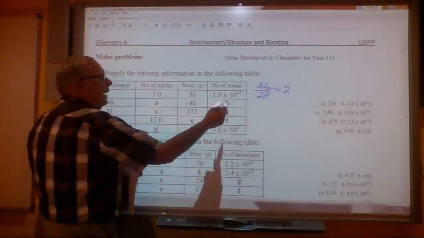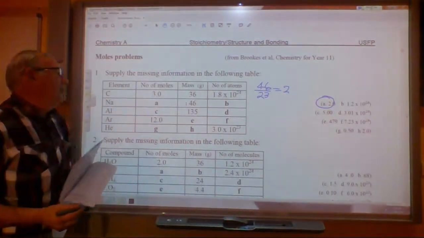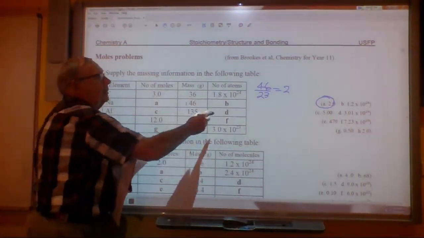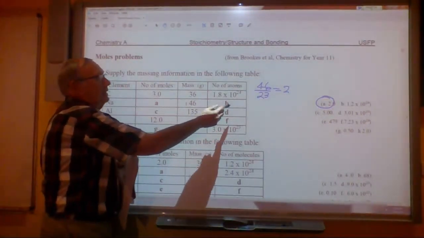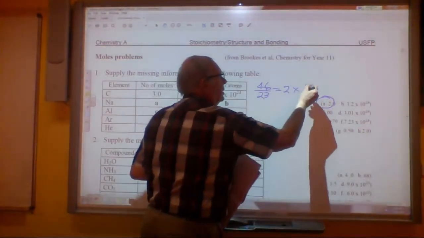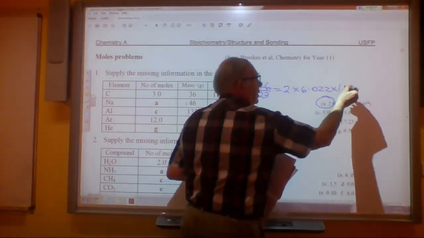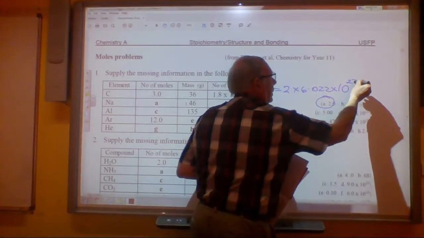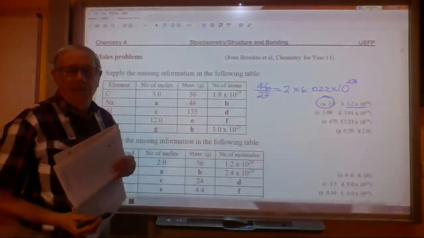So here is our answer supplied there. In order then to find the number of atoms that we've got, it's this number times 6.022 by 10 to the power of 23, and that gives us the value there.